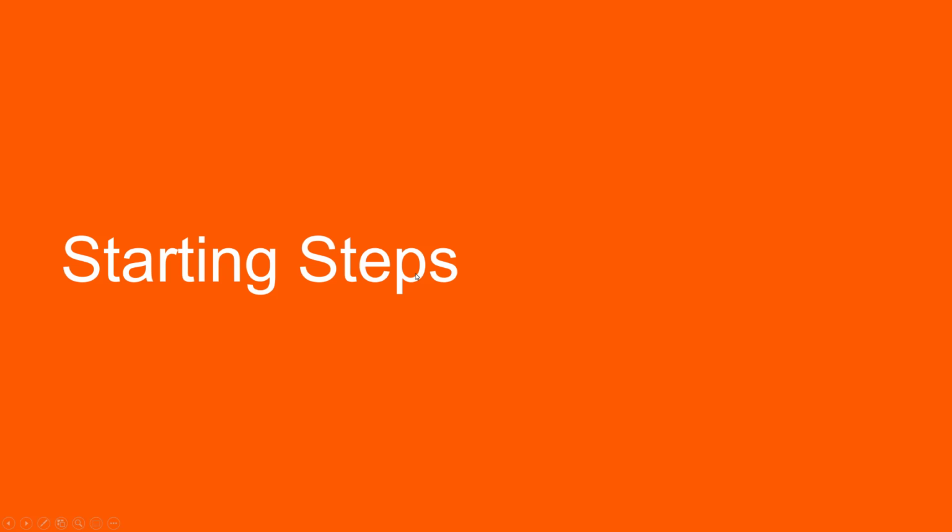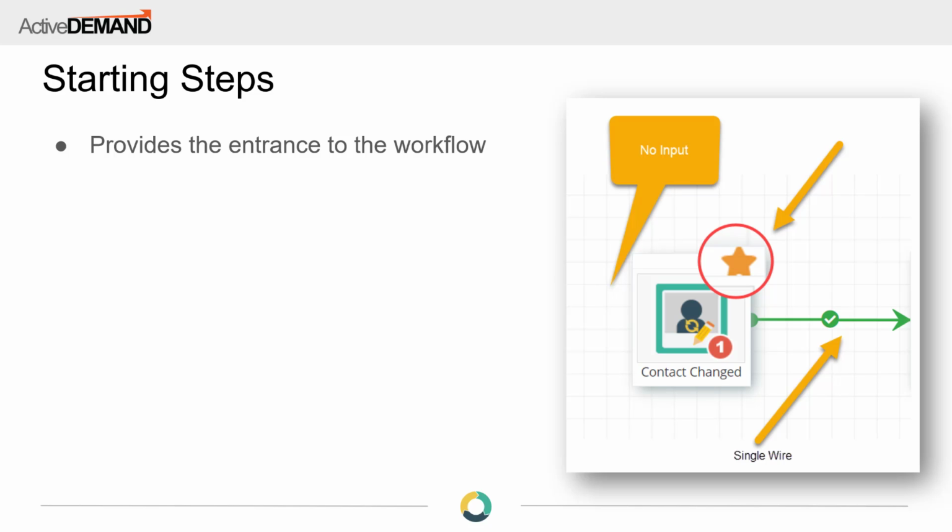So, starting steps. This is a workflow element that is really the entrance to the workflow. It's the entry point. It defines the entry point for the prospect to enter into their personal journey and progress through the multiple steps defined in the workflow. It's easy to see inside a workflow because it has a star, and there's only one wire that leaves from it, and there's no entrance wire into the starting step either. So really it's the entrance point for a specific contact in the workflow.